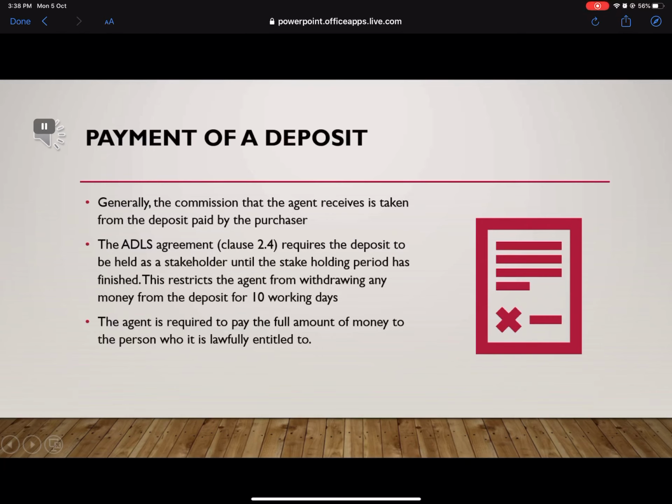The payment of a deposit is a very important milestone in the sale process for a real estate agent. Generally, the commission that the agent receives is taken from the deposit paid by the purchaser, and in this case, there are certain contractual and statutory considerations that need to be taken into account.